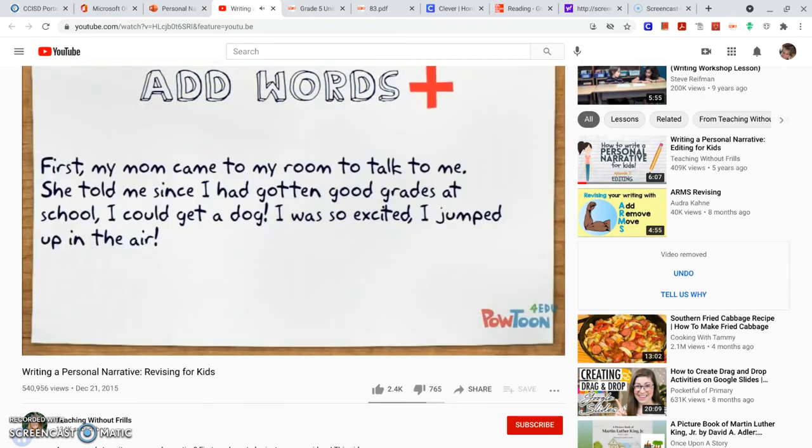Here's part of my personal narrative I wrote about getting a dog. It says, first, my mom came to my room to talk to me. She told me since I had gotten good grades at school, I could get a dog. I was so excited, I jumped up in the air. First, I'm going to add an adjective. I'm going to write the word sweet to describe my mom.